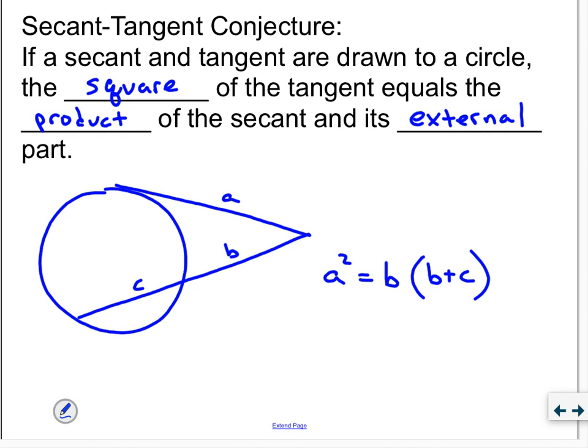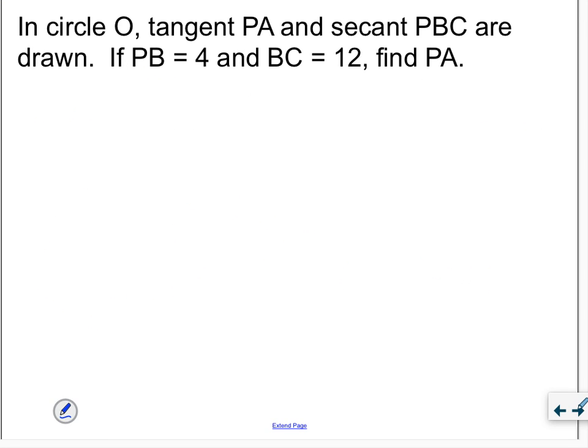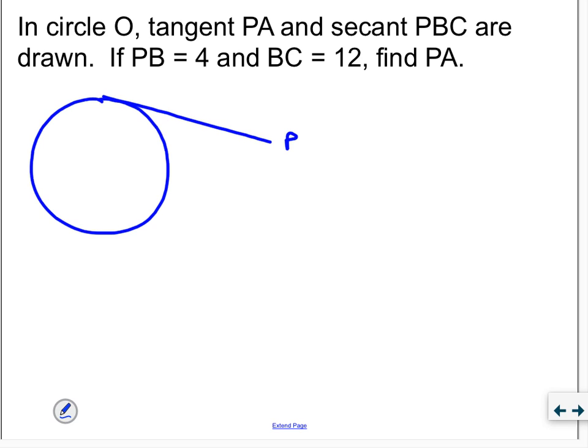Let's put this conjecture into action. So here's our diagram. It looks like tangent PA and secant PCB are drawn. So P's got to be my outside piece. There's A and there's P, B, and C. And we're told that PB is 4 and BC is 12. And we want PA. So PA is our tangent.